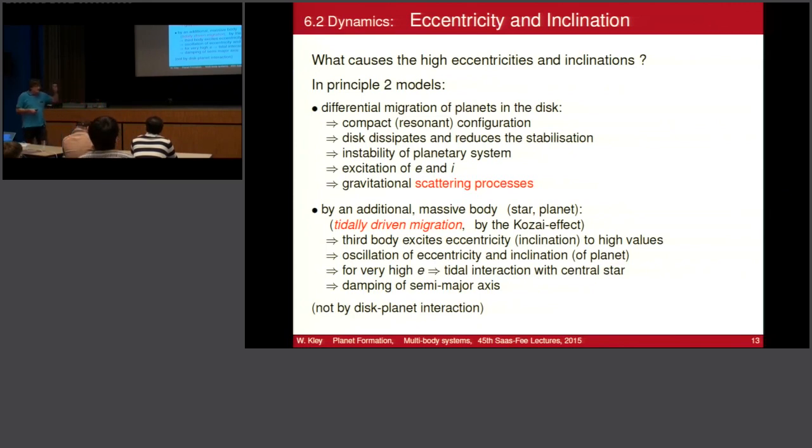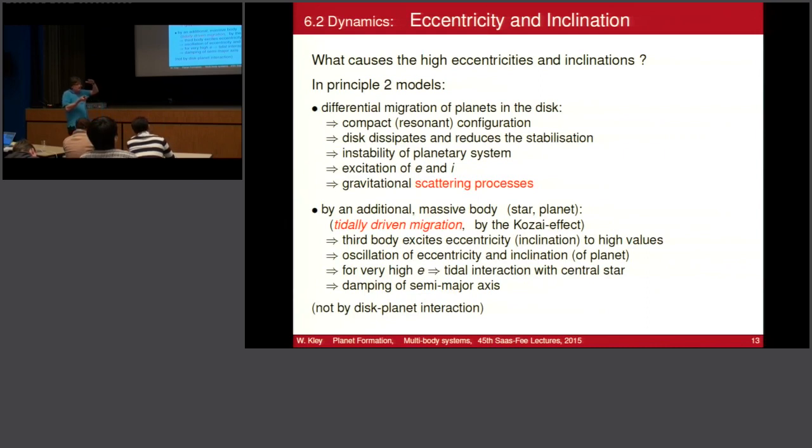So you have two actions here. The resonant configurations with the convergent migration process, migrating inwards, try to increase the eccentricity. At the same time, the disk is damping the eccentricity, okay? But the disk dissipates at some point, and when the disk dissipates, you are left with a system which might have a high eccentricity without any damping, and this may be unstable. Okay? If the eccentricity is too high, then you don't have a stable configuration anymore.